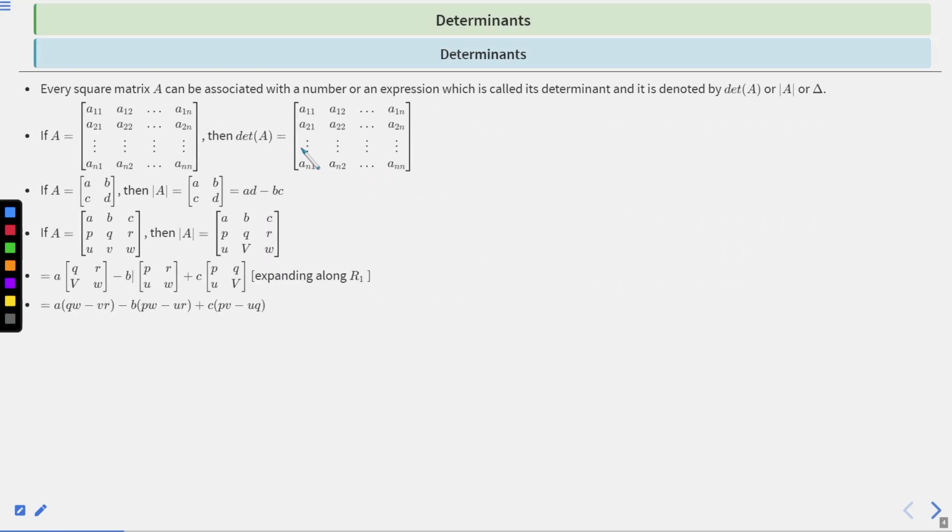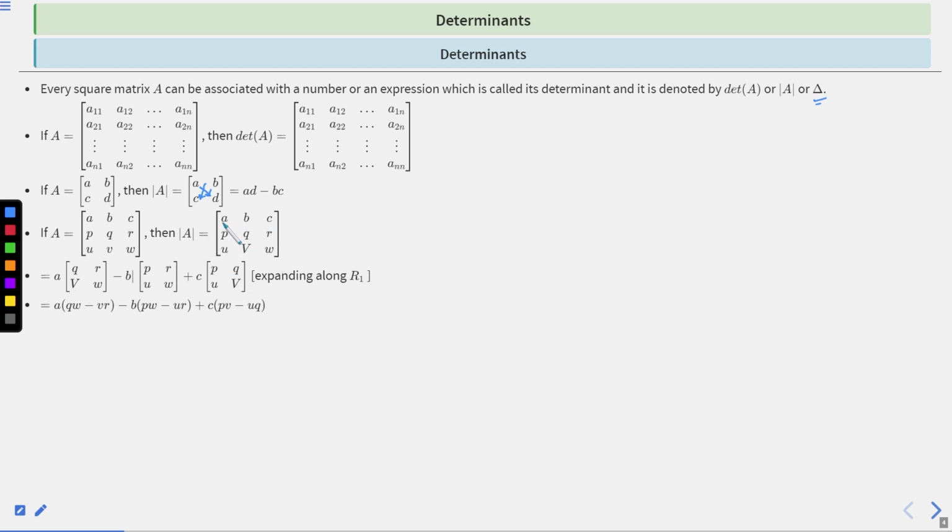Determinants. Every square matrix A can be associated with a number or an expression which is called its determinant, and it is denoted by determinant of A or |A| or delta, right? Suppose we have a matrix A as this. So determinant of A is basically this one. If matrix A is [a, b; c, d], then determinant of A can be calculated as AD minus BC, right? AD minus BC. Now, if matrix A is this one, then determinant of A can be calculated.